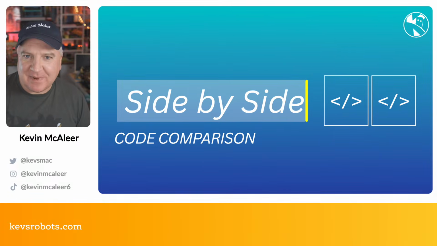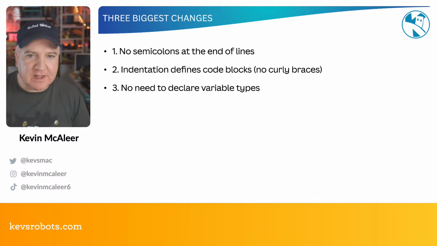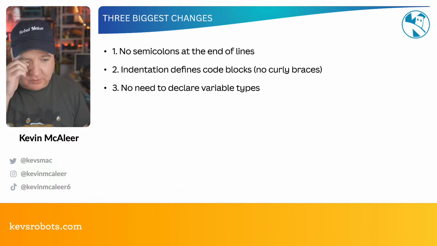So let's have a bit of a side-by-side code comparison to see just what the differences are there. There's three main differences I would say between MicroPython and C++ with Arduino. There's no semicolons on the end of your lines, which makes the code, I find, a lot easier to read. It just looks cleaner when you're looking at it.